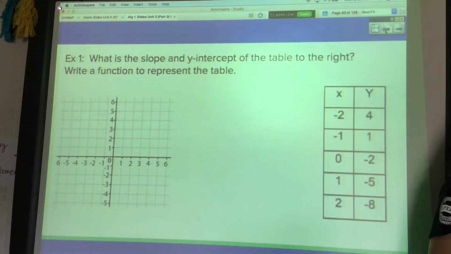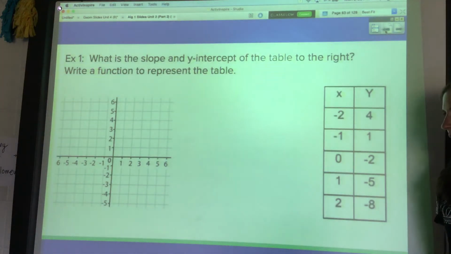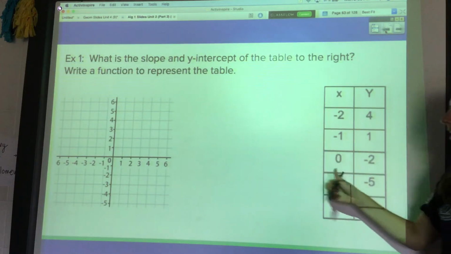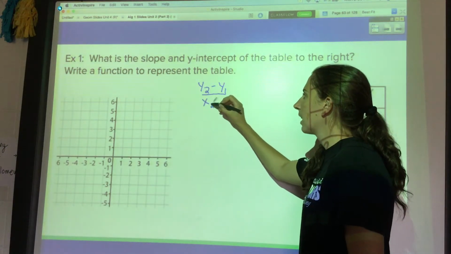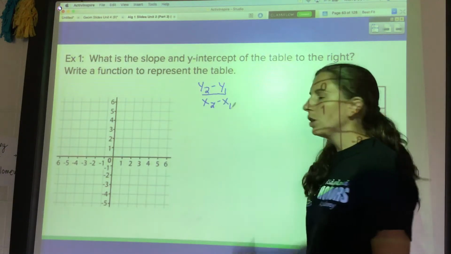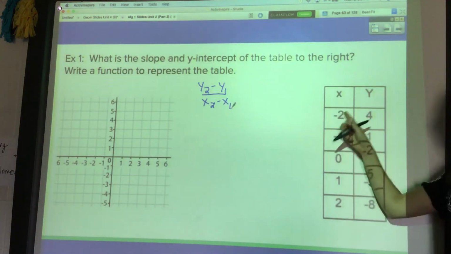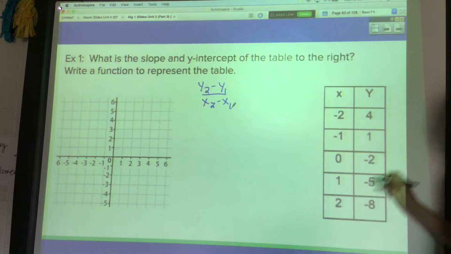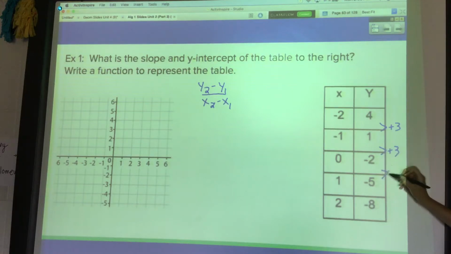So, to find the slope, there's a couple ways you could do this. First of all, you could graph these points and count the slope. You could use the slope formula, y2 minus y1 over x2 minus x1. Or you could even just see what is the change in y divided by the change in x. Like how much is the y going up by each time? It's going up by 3. Each time is plus 3.